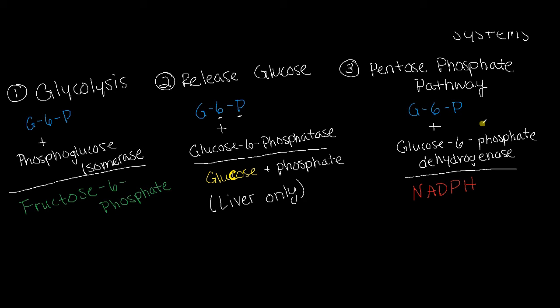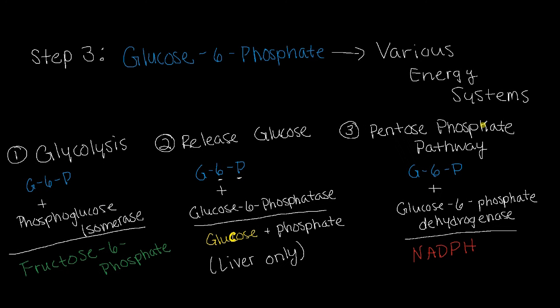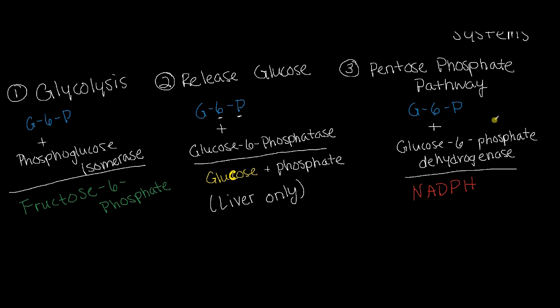So we've got these three energy systems that use glucose 6-phosphate. And again, glycolysis is for immediate energy, right away, right then, going down the glycolysis pathway. The release of glucose, which can only be done by the liver, releases glucose by hydrolyzing the glucose 6-phosphate, getting rid of the phosphate, and then just having the glucose molecule and pumping that back out into the blood system for other cells downstream to use.